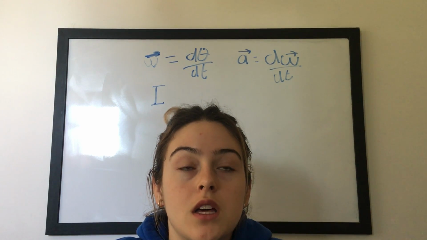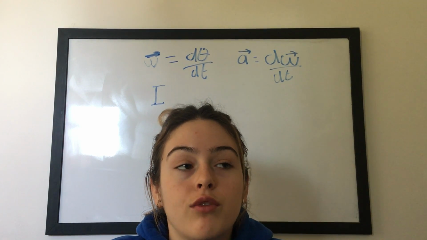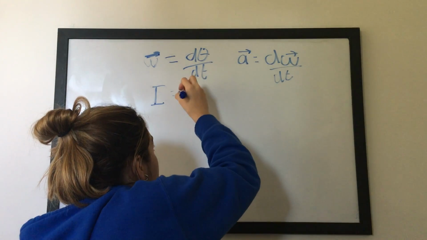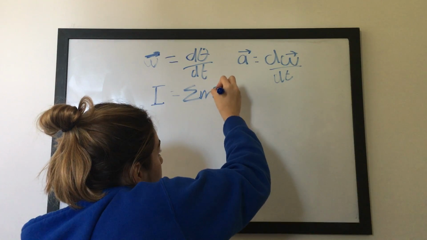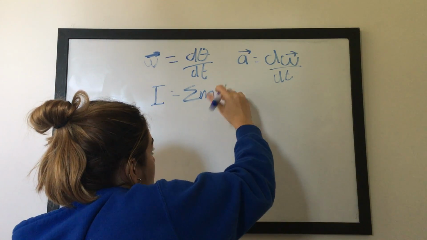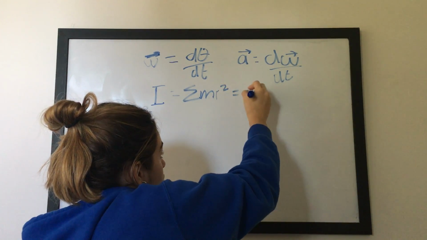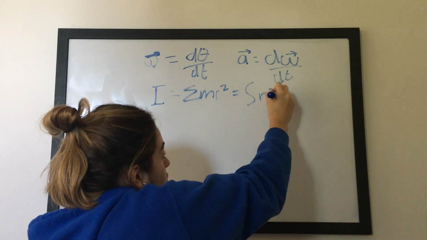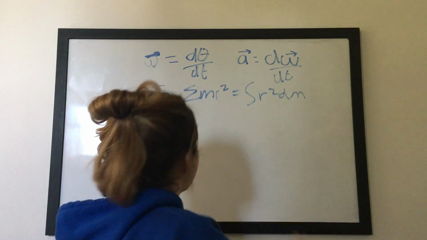One commonly used formula to describe inertia is the sum of mr squared, which is also the integral of r squared dm.